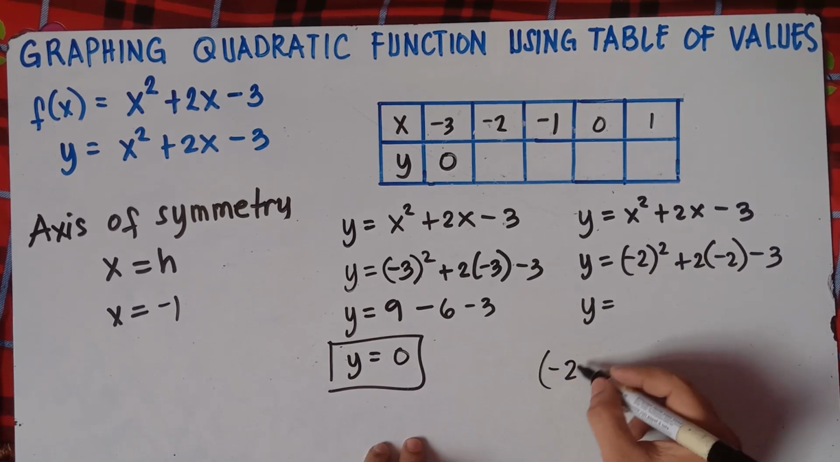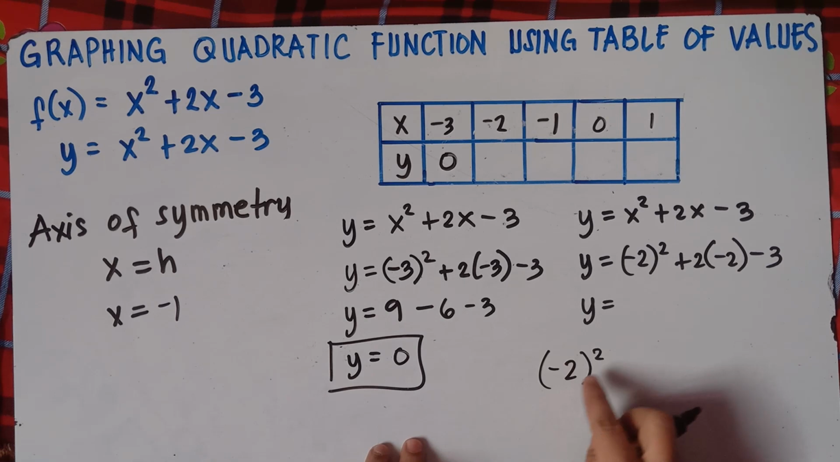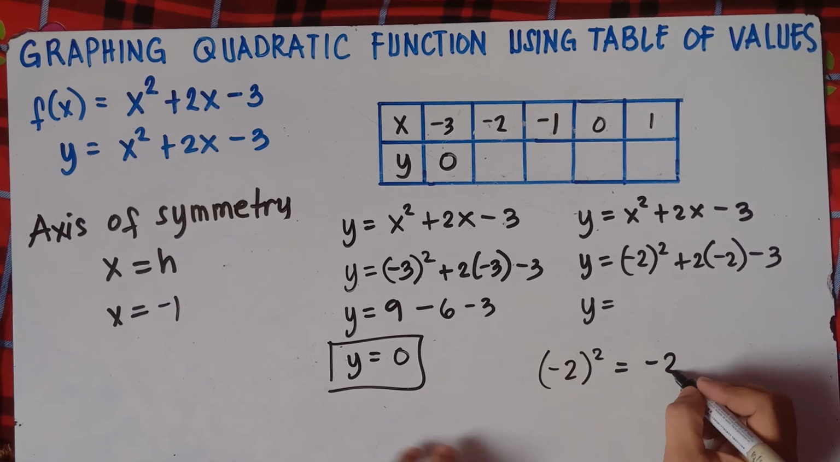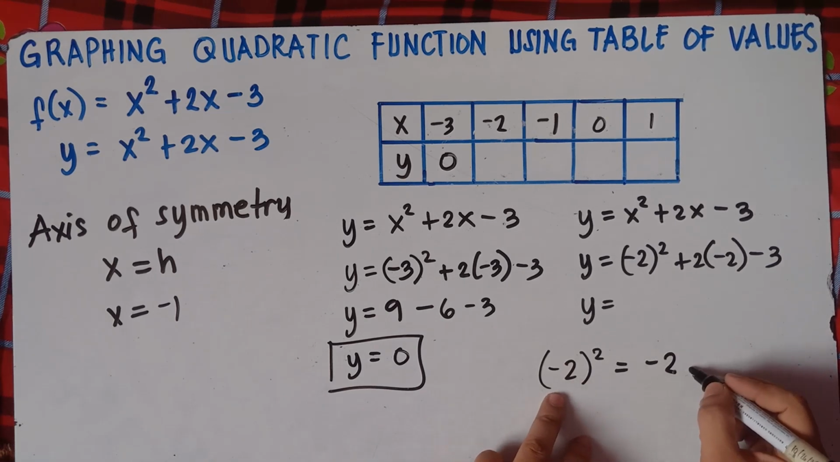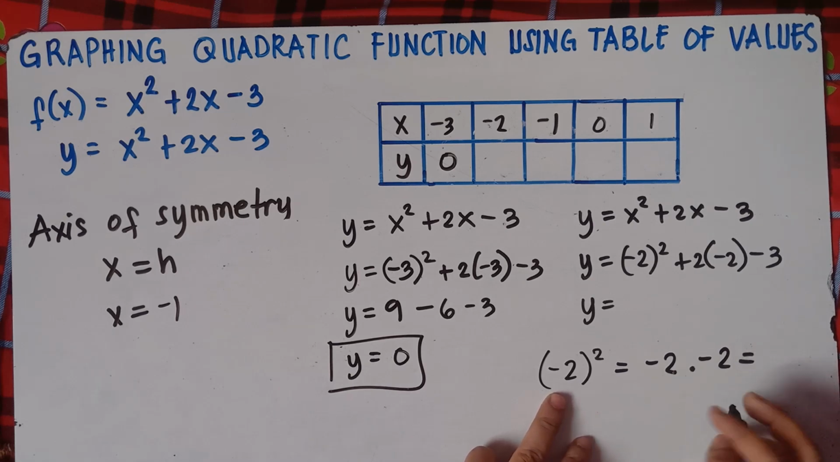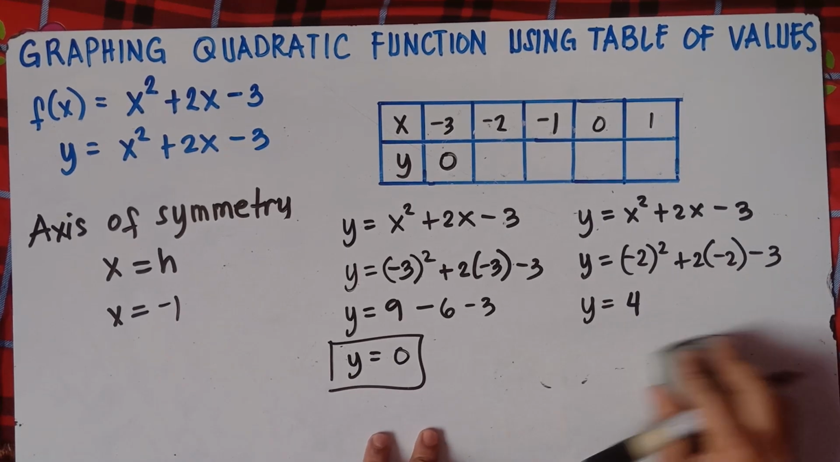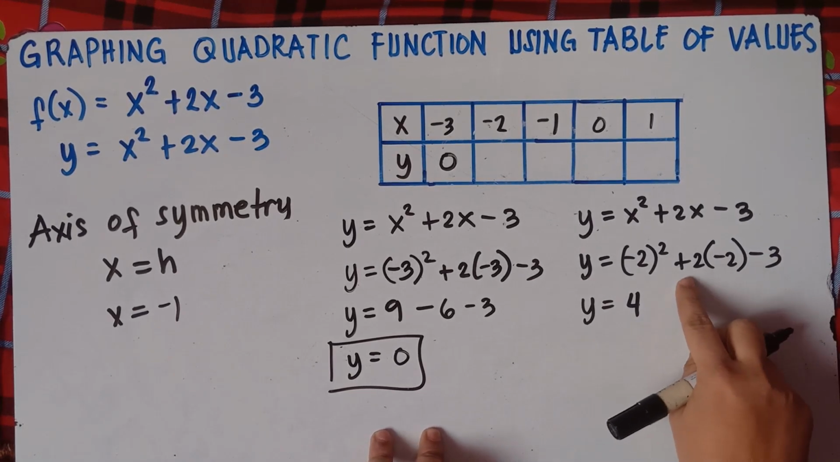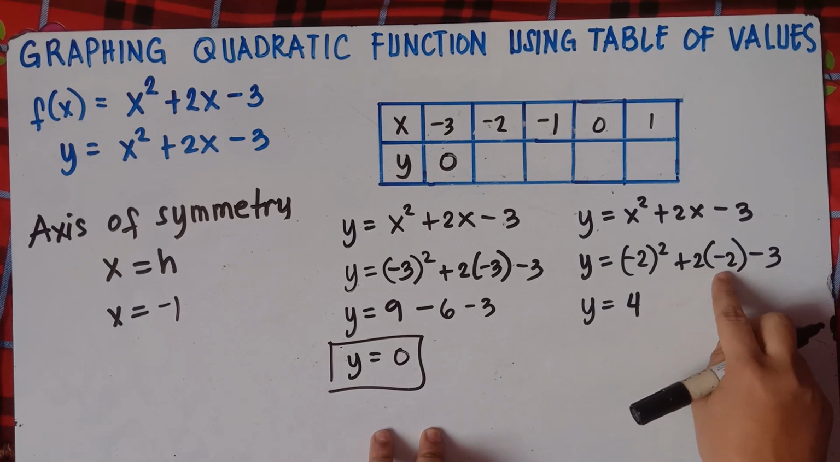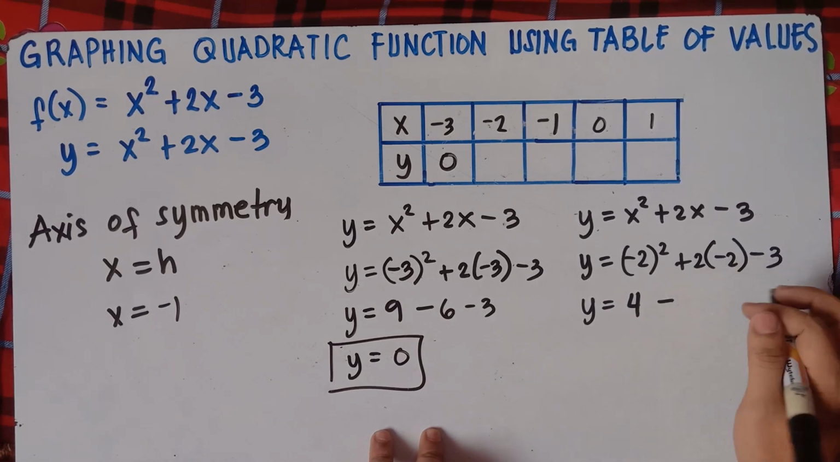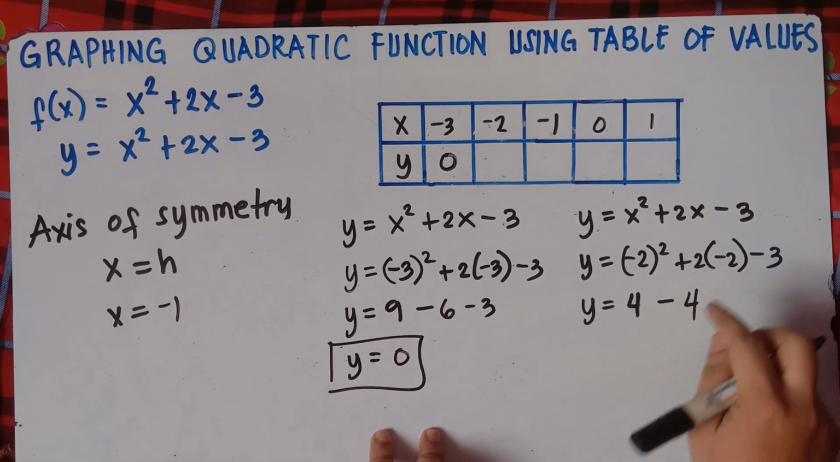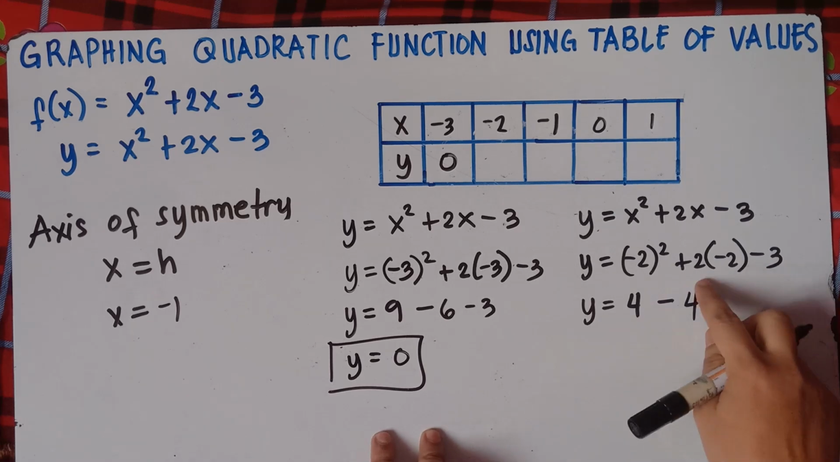Once again, negative 2 squared doesn't mean negative 2 times 2. It means negative 2 multiplied by itself. Negative 2 times negative 2, that would be positive 4. So this will be positive 4. Then 2 times negative 2. Positive times negative is negative. 2 times 2 is 4. So positive times negative, that would be negative. 2 times 2 is 4.